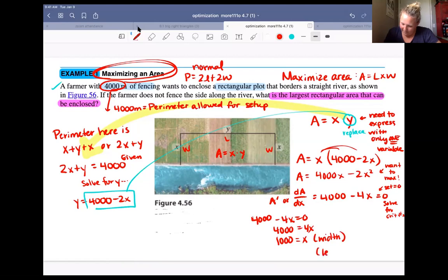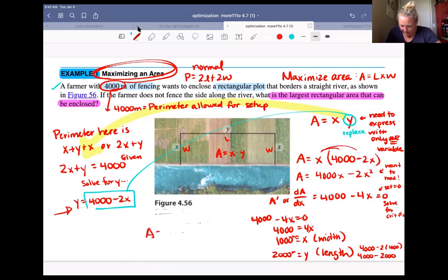The length, had it asked you for that, because it doesn't really ask you for the dimensions, it asks you for the area. But you could plug that back into over here, right? 4,000 minus 2 times x. So 4,000 minus 2,000. So the length is 2,000 meters.